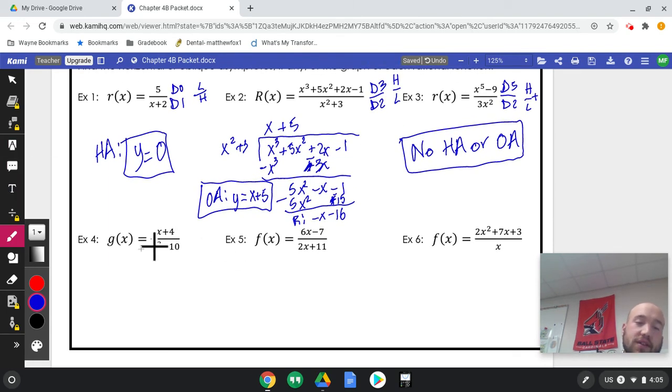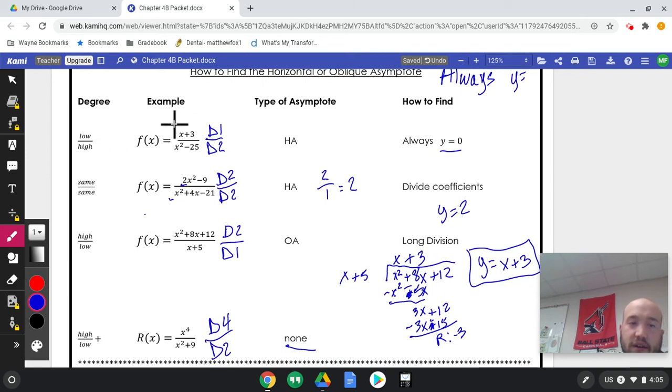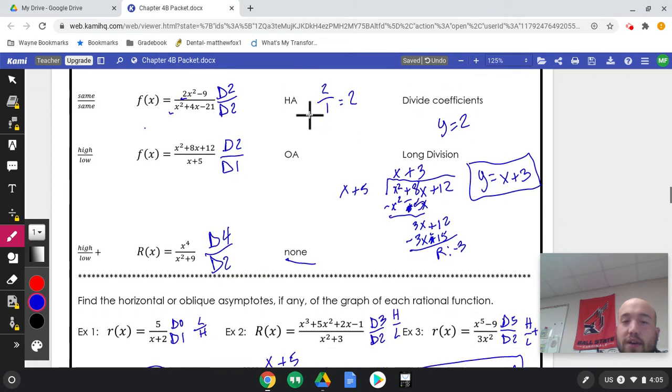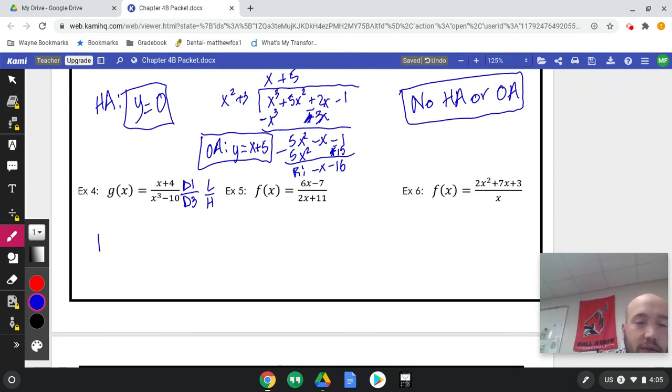Okay, this next one, degree 1 over degree 3. This is low over high. So keep this top list handy. Low over high right here. Anytime that's the case, we know there's a horizontal asymptote, and it's always going to be at y equals 0. So we know it's a horizontal asymptote, and this one we don't really have to do anything, just y equals 0.